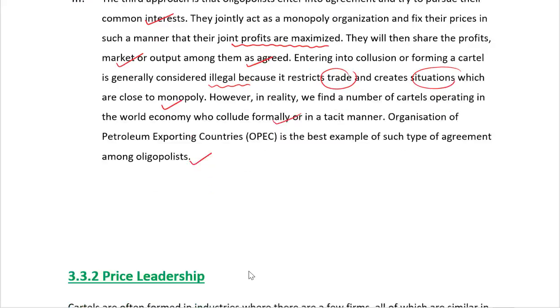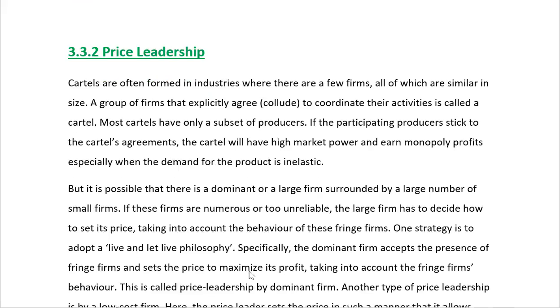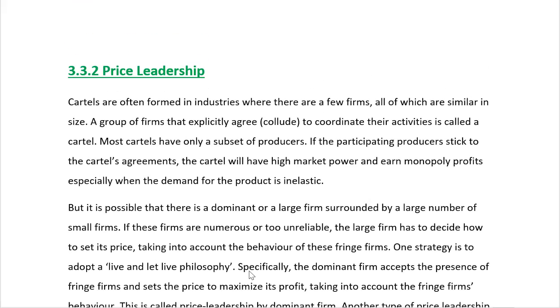Let us continue. The next concept is price leadership.